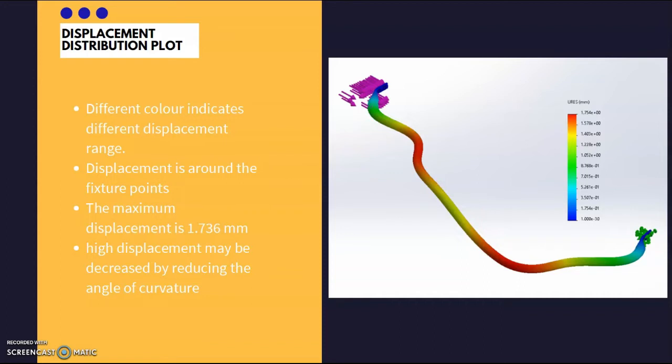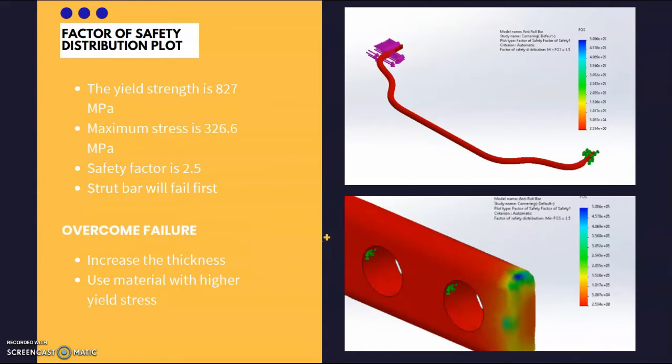It can be seen that there is no displacement around the fixture points as it is bolted down onto the chassis. However, the maximum displacement is located at the curve of the bar, which is around 1.736 mm of displacement. Finally, looking at the factor of safety distribution plot, we can see that the part that will yield first is located at the edge of the strut bar beside the fixture point.